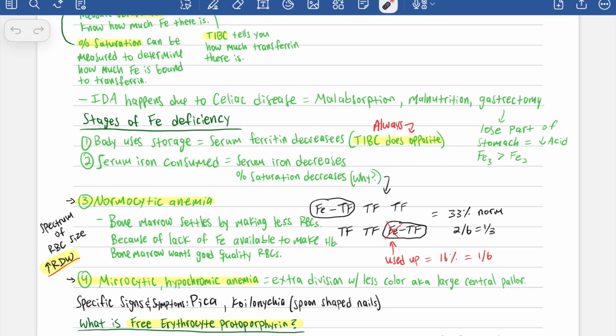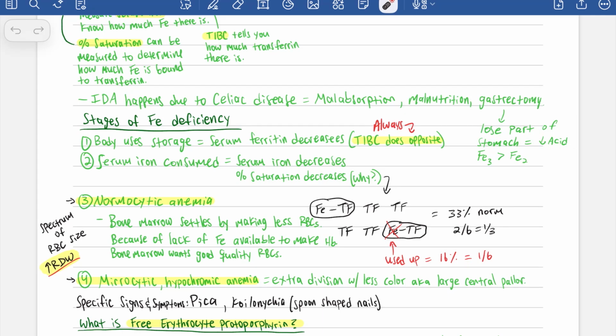And here's an example. If we're looking at percent saturation, normal would be about 33%. That's what you would see in a lab. So just to simplify it, if you would imagine we have 6 transferrin molecules, on average, you would have 2 of those transferrin molecules being bound to an iron. And so that's why our normal value is about 33%.